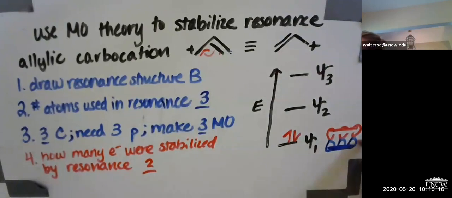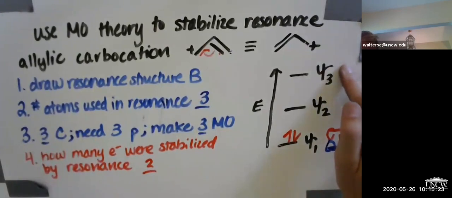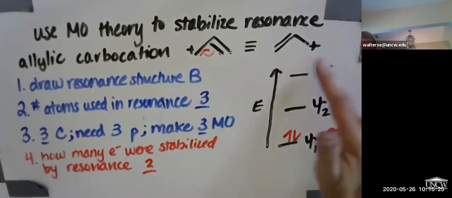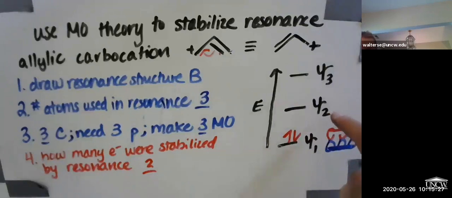Okay. This molecular orbital has 0 nodes. This would have 1 node. This one would have 2 nodes. Even though these are unoccupied, they have to be included.